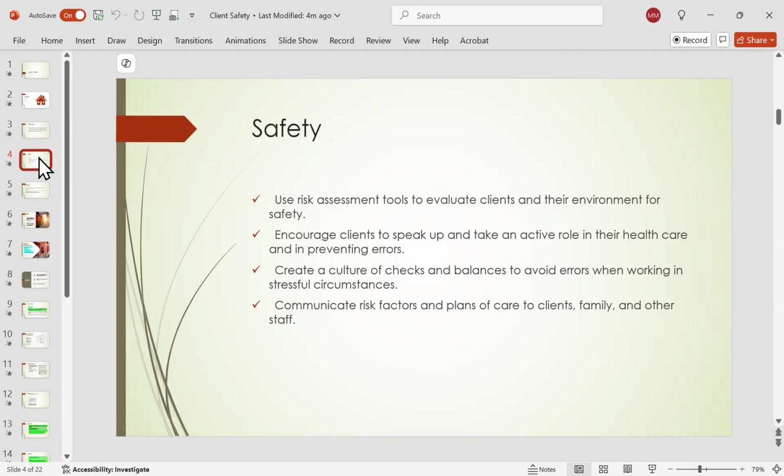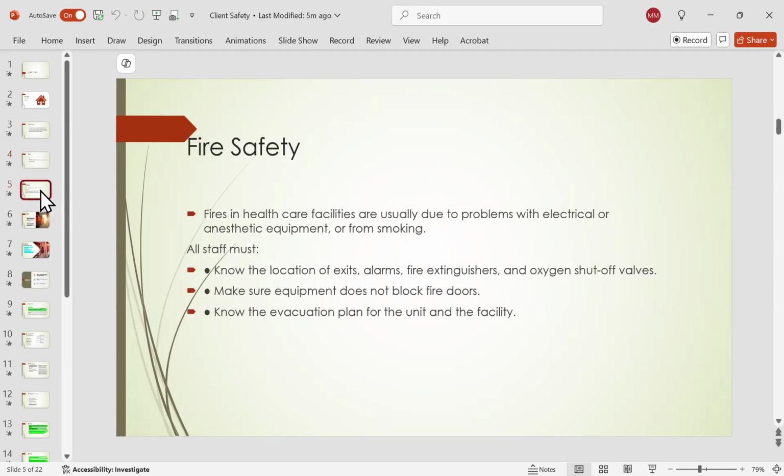We want to create a culture of checks and balances so that even when things are stressful, like if the facility is jumping and busy, we still want to make sure that we're avoiding errors so we keep our patients safe. And we always want to communicate risk factors and the plan of care. Even long-term care facilities have care plan conferences so we communicate with the family and the other staff members. And communication is super important. All right, let's start with fire safety.